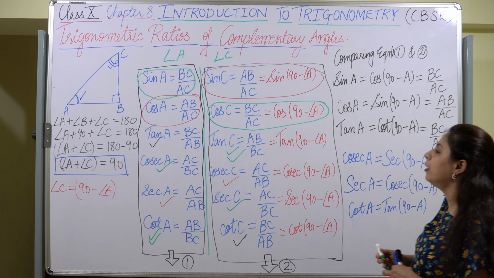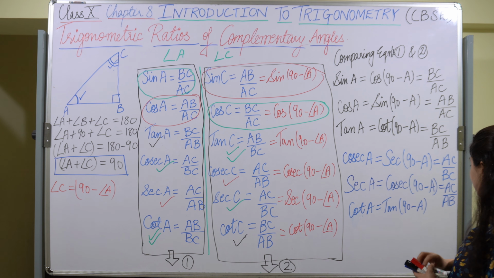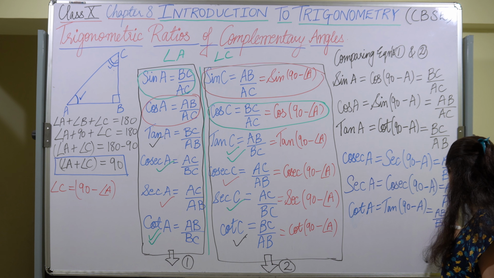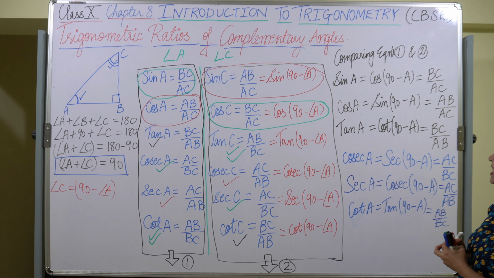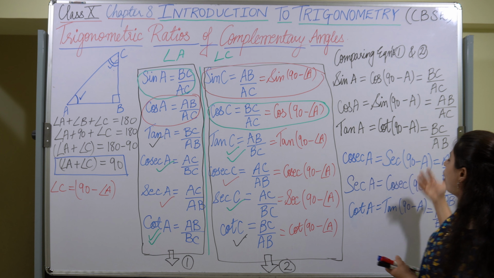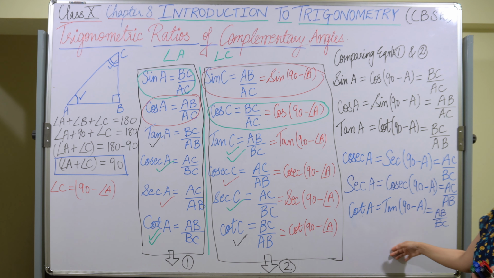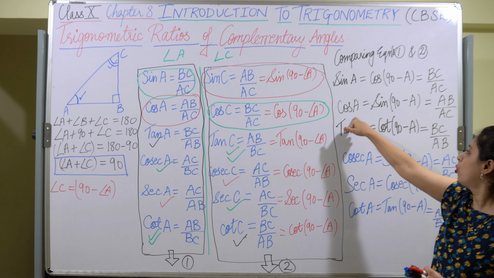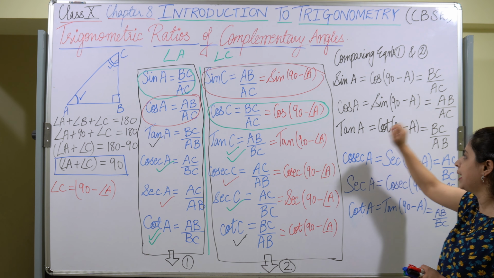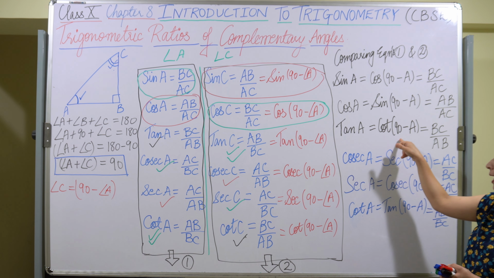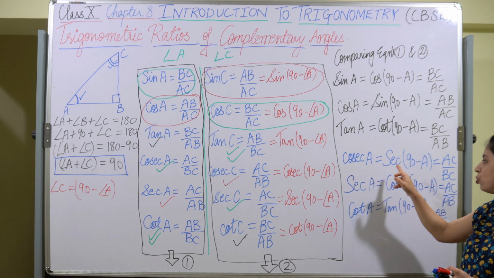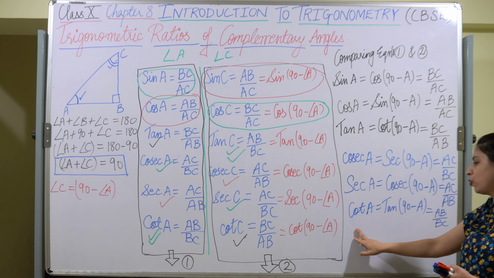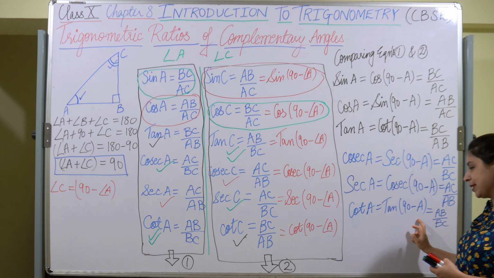Because it is also AB upon BC. So we see that these all are the complementary trigonometric ratios. We can easily see sin A is equal to cos(90 minus A), cos A is equal to sin(90 minus A), tan A is equal to cot(90 minus A), cosec A is equal to sec(90 minus A), sec A is equal to cosec(90 minus A), and cot A is equal to tan(90 minus A).